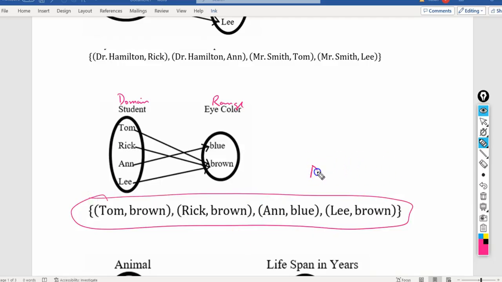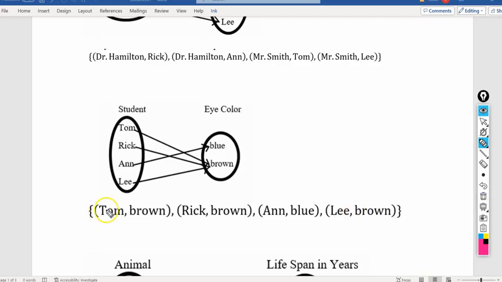And if all you had to start with was this, and you were asked what is the domain and what is the range, the domain is going to be the set of first entries. So the domain would be Tom, Rick, Ann, and Lee. And the range would be the set of second entries. Now we would not write brown twice because remember you don't have repetitions in set theory. So I wouldn't write brown, brown, blue, brown because that would not be a set.